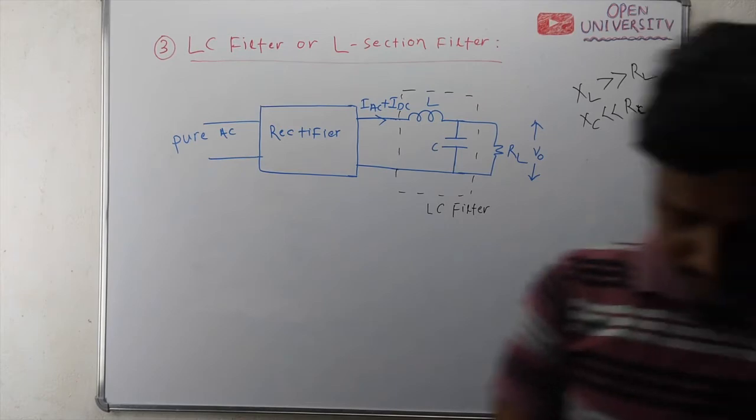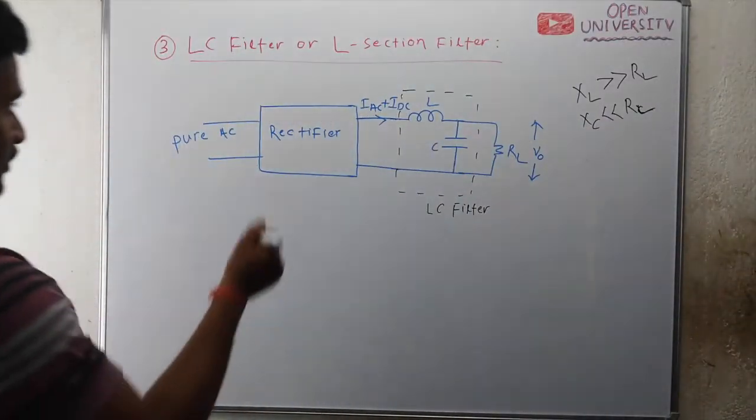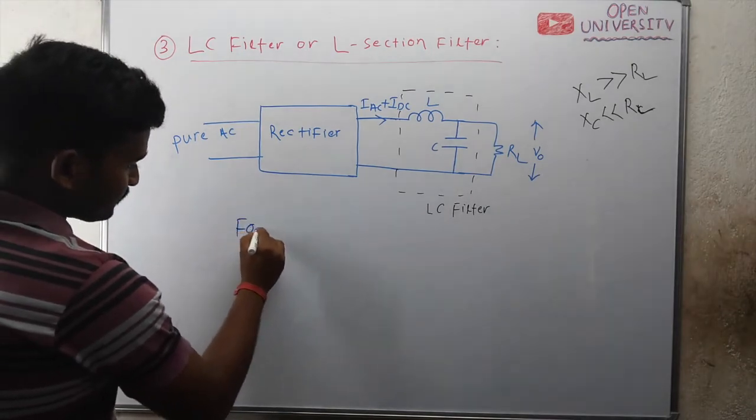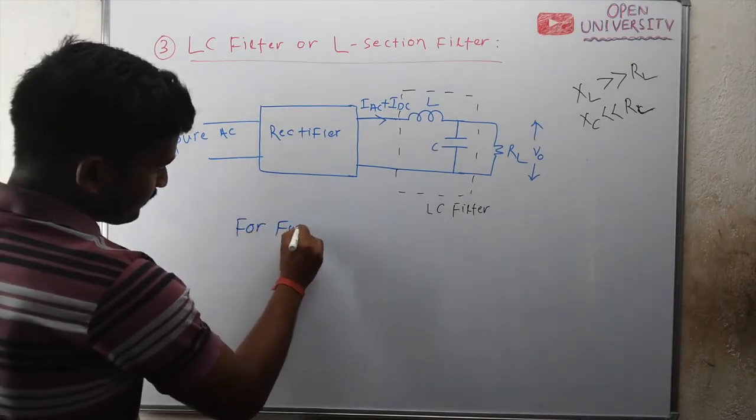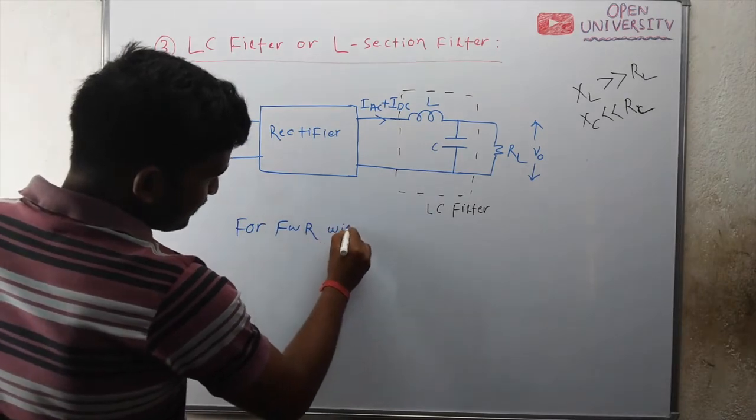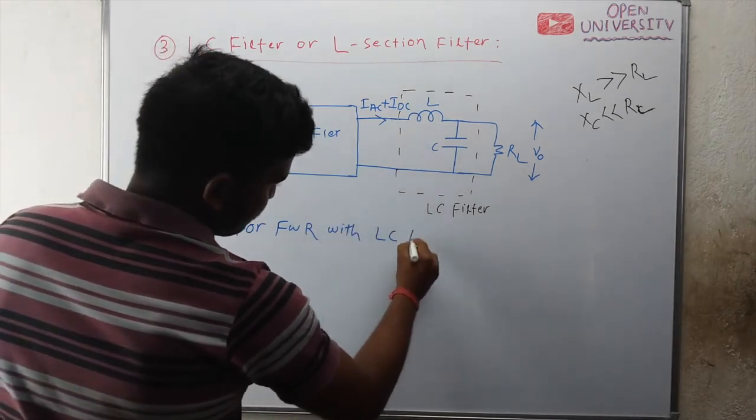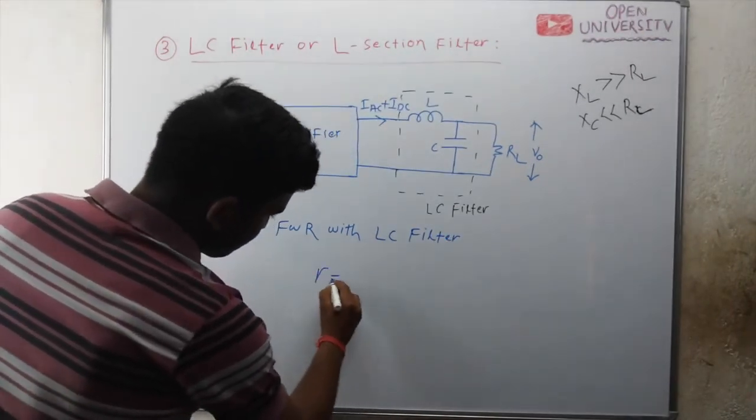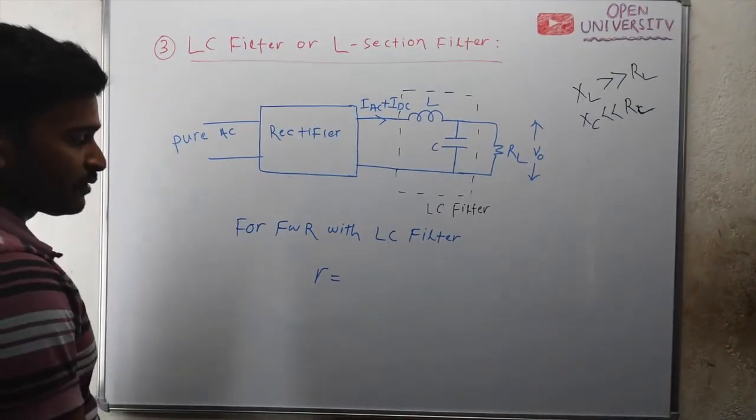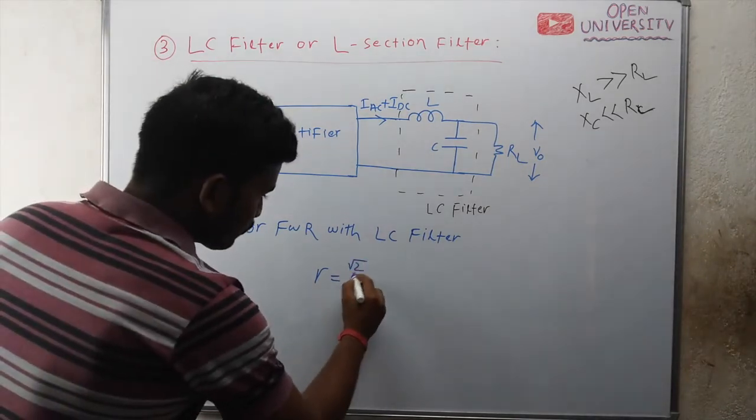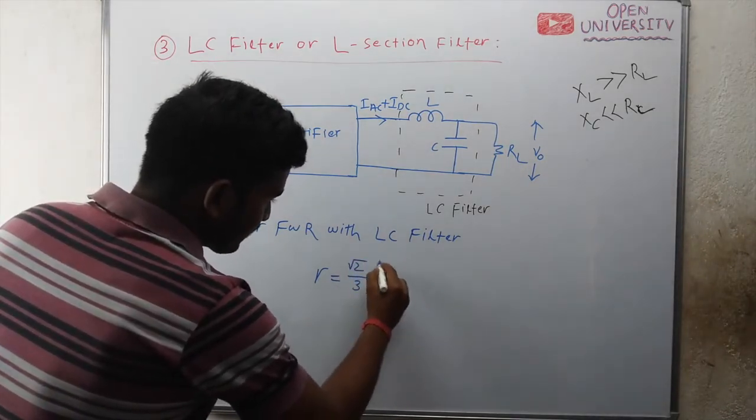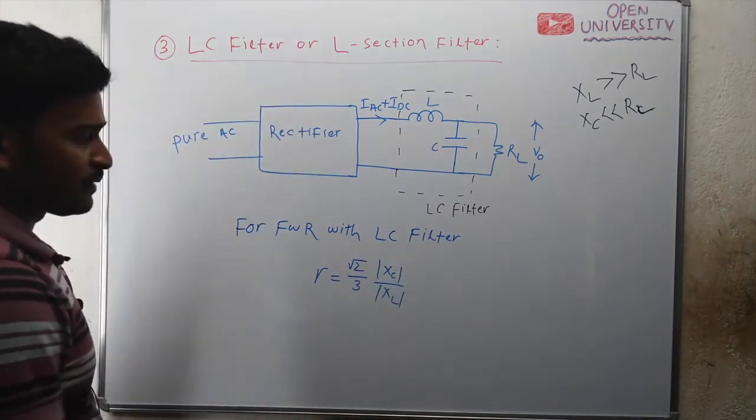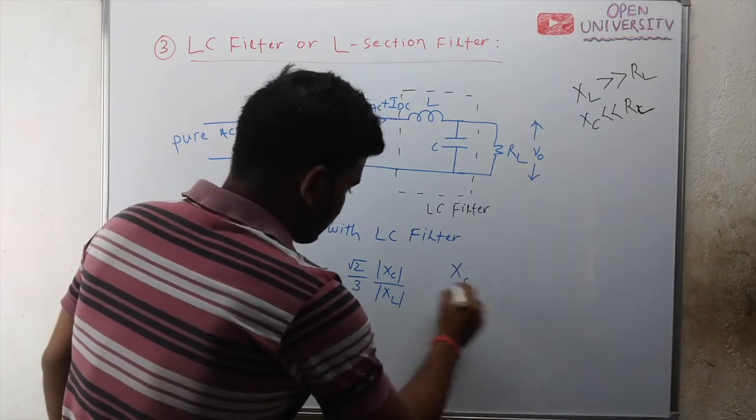Then what will be the ripple factor of a full wave rectifier with LC filter? What is the formula for ripple factor? For a full wave rectifier with LC filter, the ripple factor formula is root 2 by 3, mod XC by mod XL. Mod XC by mod XL. This is the formula.